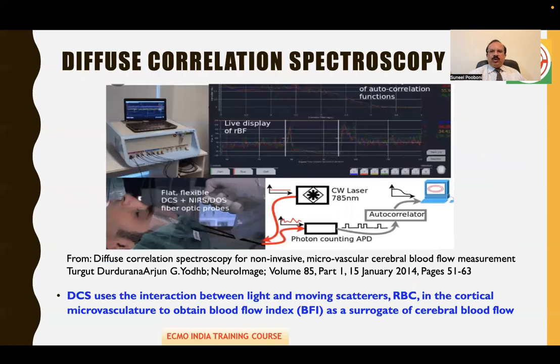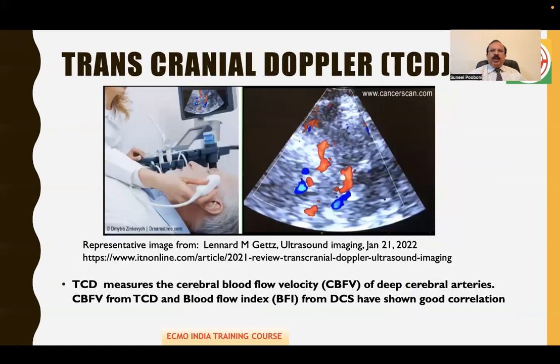Diffuse correlation spectroscopy has been useful as well in studies. DCS, as it is simply known, uses interaction between the light and moving scatterers, those are the RBCs, in the cortical microvasculature to obtain blood flow index, called BFI, as a surrogate of cerebral blood flow.